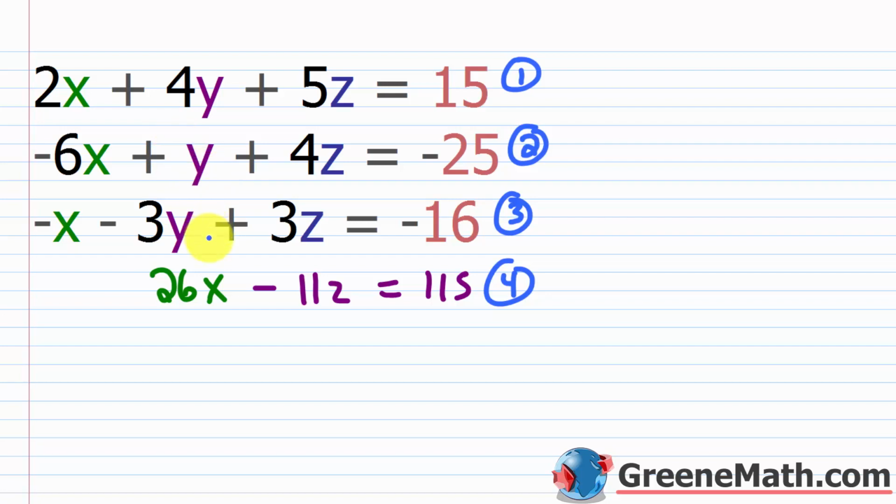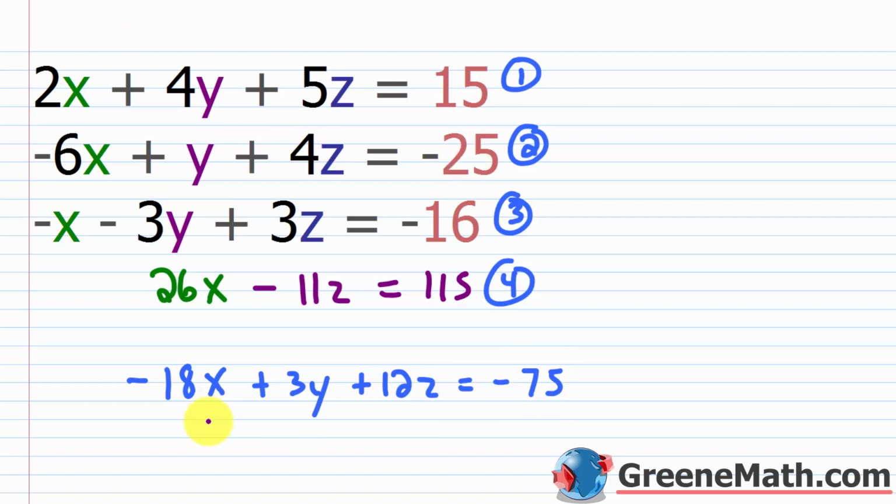So for equation 2, I'm just going to multiply it by positive 3, because if I had a 3 there and a negative 3 there, again, I could cancel the y. So if I multiply equation 2 by 3, I would have negative 18x. I would have plus 3y. I would have plus 12z. And this would equal negative 75. Okay, I just multiplied each term there by 3. That's all I did.